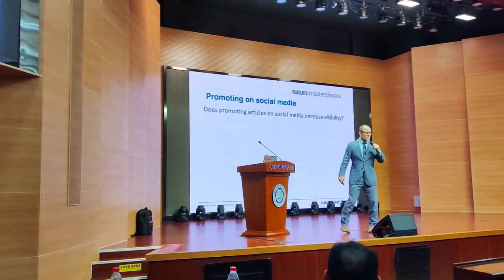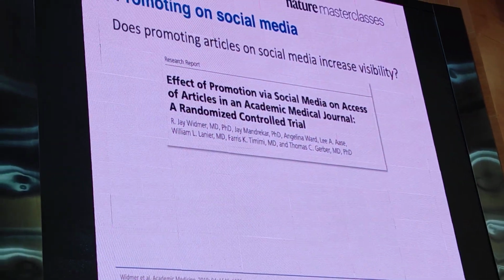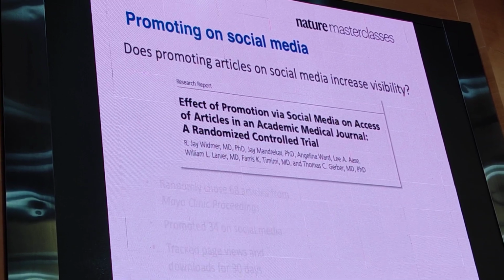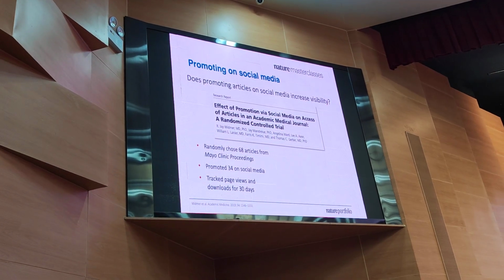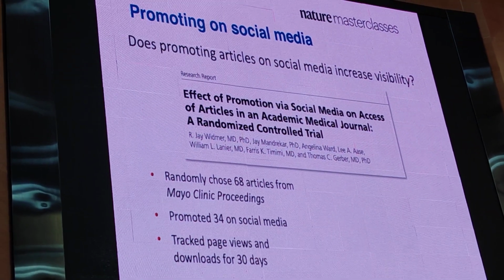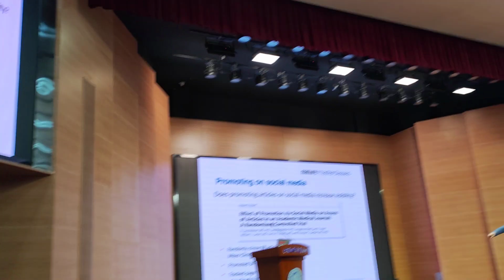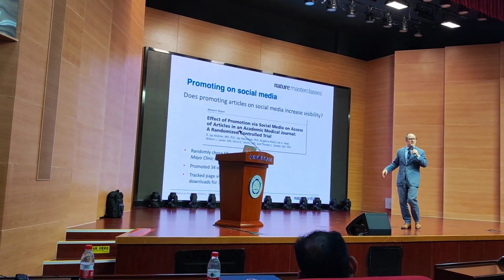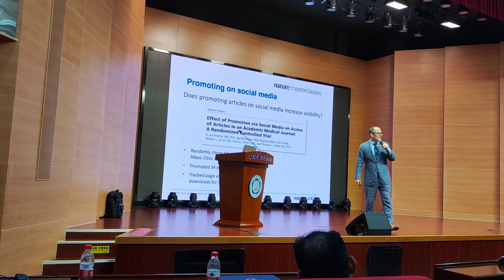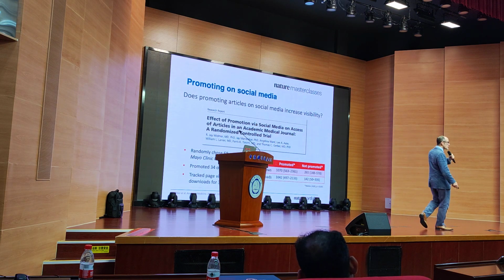Here's an example. The editors of this journal wanted to test it. So how did they test it? Well, they randomly chose 68 articles from their journal that were not yet promoted online, published about the same time. 34 of them they promoted on social media. The other 34, they did not. They then tracked all 68 articles for 30 days, and they looked at both page views and downloads. Do you think they saw an effect? Yeah, of course. I wouldn't show this slide if they didn't, right? Of course, they saw a very strong effect.